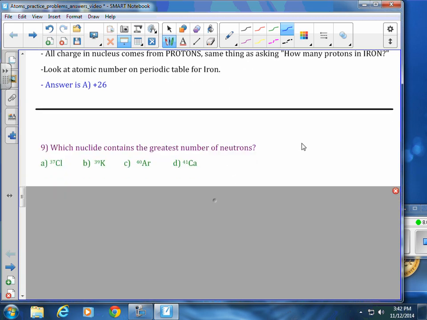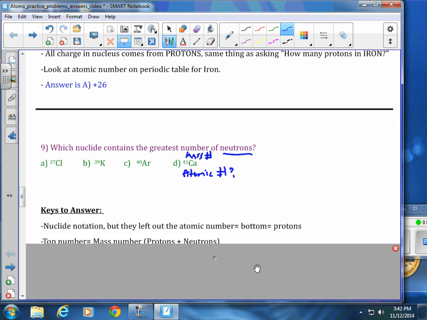Which nuclide contains the greatest number of neutrons? Looking at this, these are partial nuclide notation. All they did is write the mass number at the top, and they've dropped the atomic number at the bottom. So I would say, atomic number, where are you? Which nuclide has the greatest number of neutrons? Again, we have to do that math. It's the same simple math that we did before, but now instead of giving you the atomic number like the other question did, we have to use our periodic table and look it up.